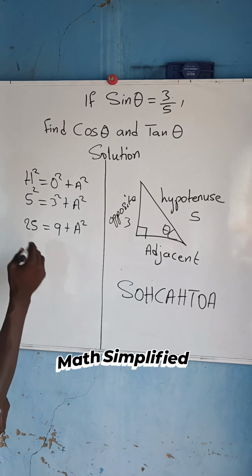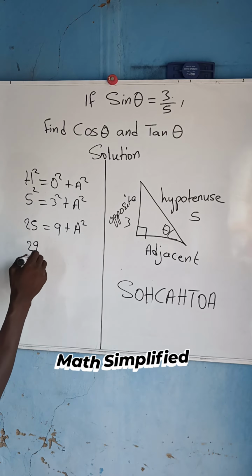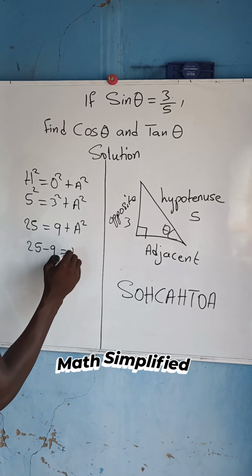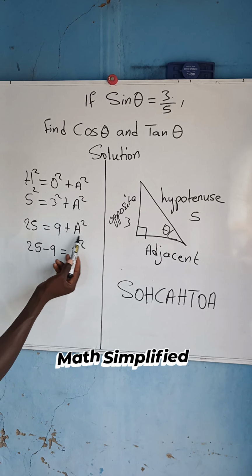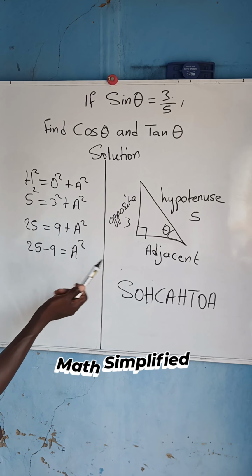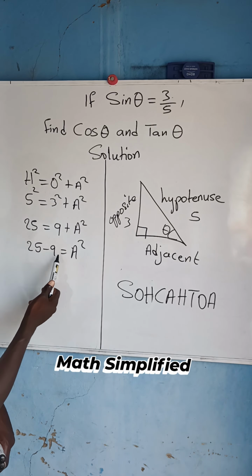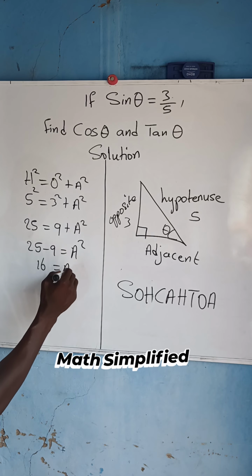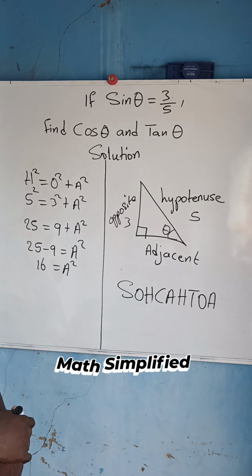Now let's group like terms. We have 25 minus 9 equal to a square. That is when you subtract 9 from both sides, this 9 will leave here. We now have 25 minus 9 here. Okay, this one will give us what? 16 equal to adjacent square.